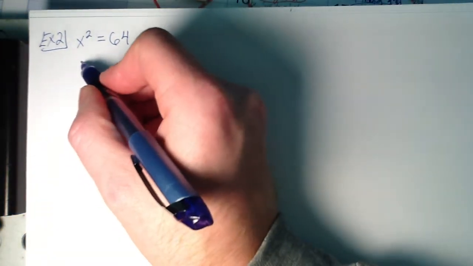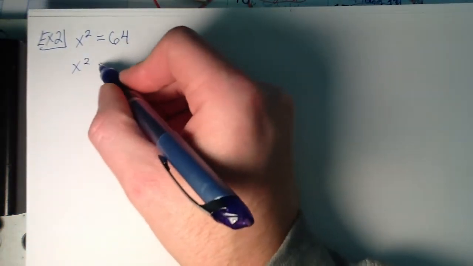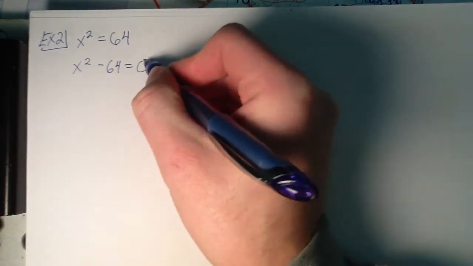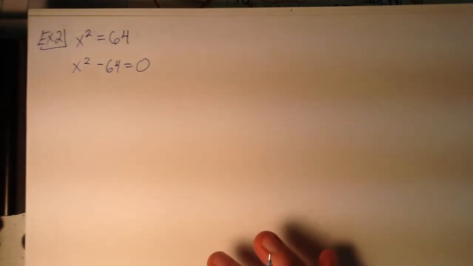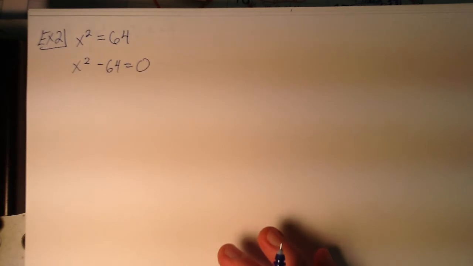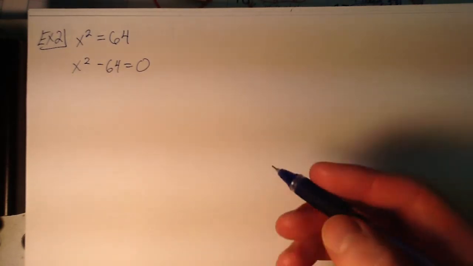Alright, on to another example. This one's going to be kind of rearranged, but same idea. If it's not equal to 0 already, then we need to make that happen. So we want to subtract 64 on both sides to make it equal to 0. Anytime you're solving these things, they have to be set equal to 0. Then you can do your factoring.